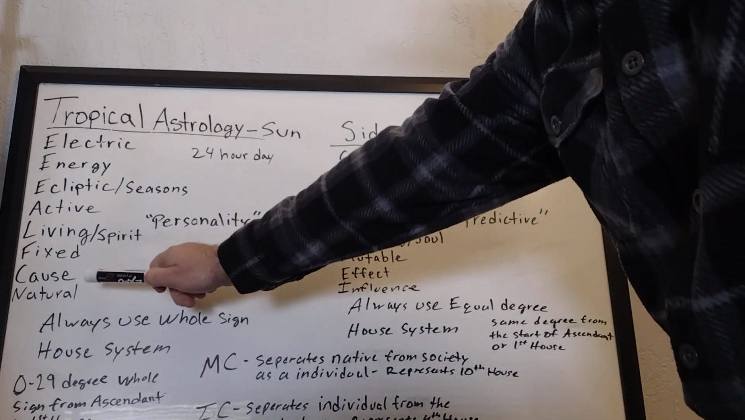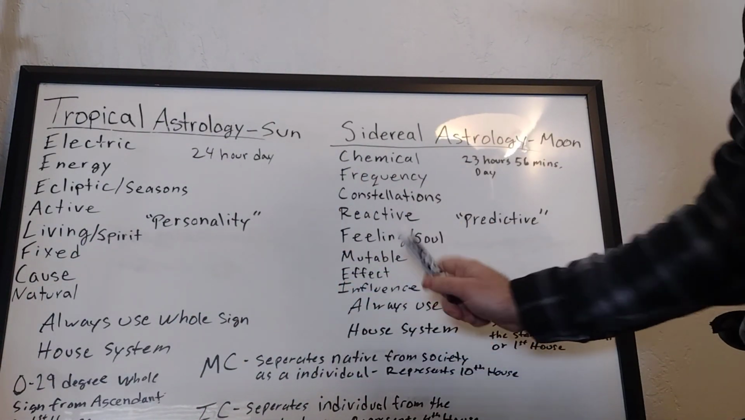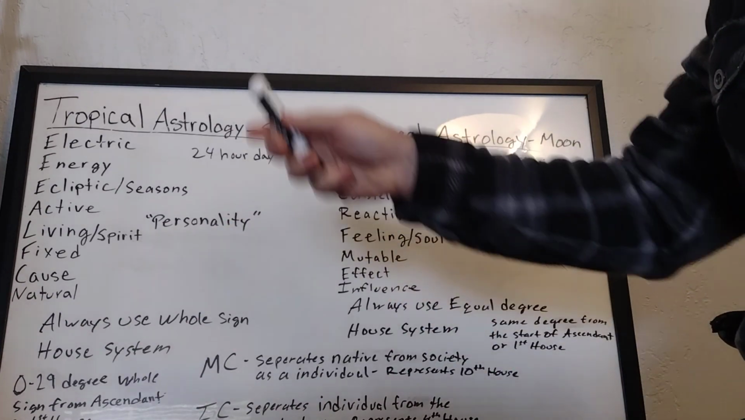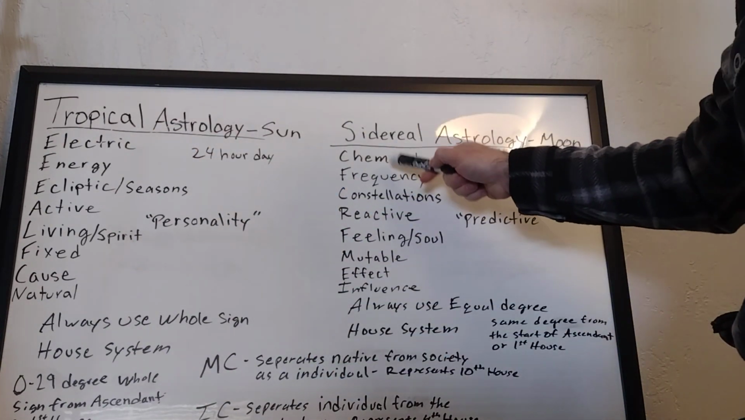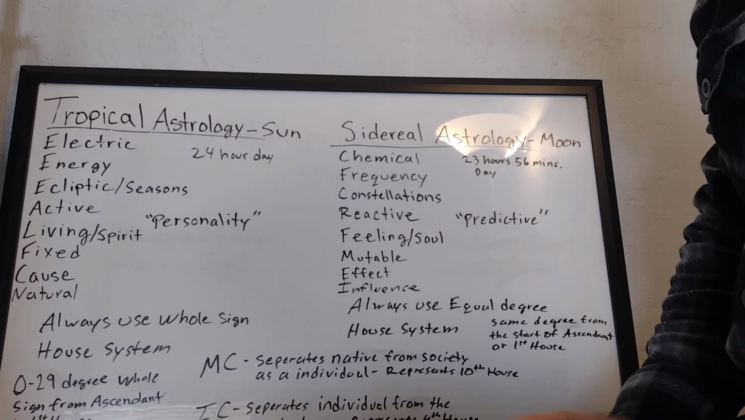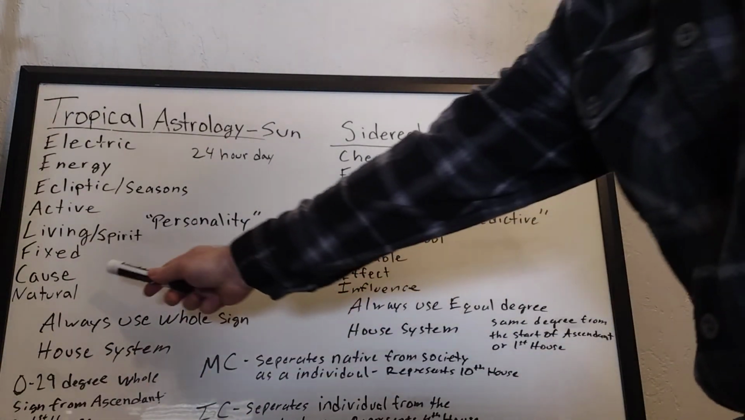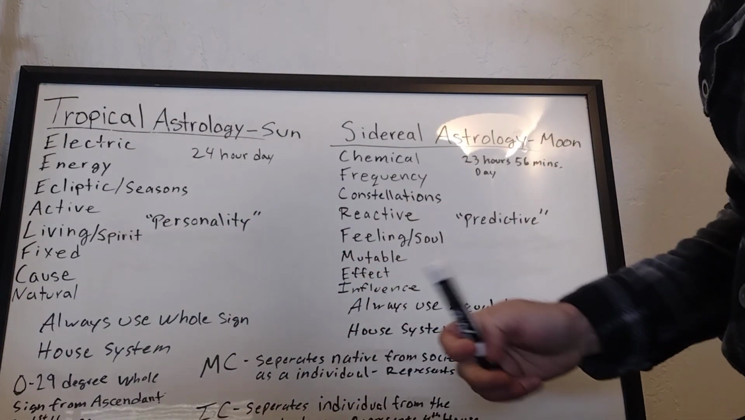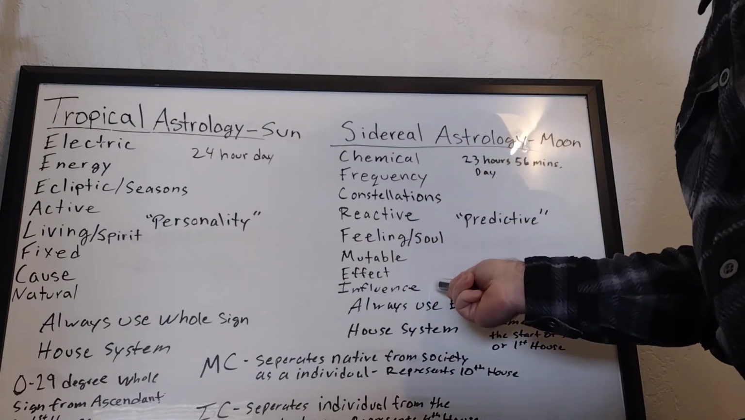So yeah, tropical astrology is a cause, because it's you that's causing it. And sidereal astrology is the effect: cause and effect. Our energy is causing the frequency. Our electric impulse is causing the chemicals in our life that surround us. So it's cause and effect. The tropical astrology is natural, because it's us. It's who we are. And sidereal astrology is influence. How are we being influenced by our sidereal chart?